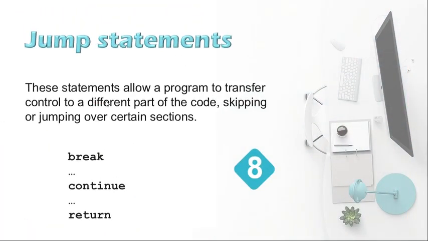The last but not least important control flow structure are jump statements. Some categorizations would go to jump statement straight after the sequential execution. These statements allow a program to transfer control to a different part of the code, skipping or jumping over certain sections. We saw return before in the function definition, but we have break and also continue, I show you some code examples here to make it more clear.